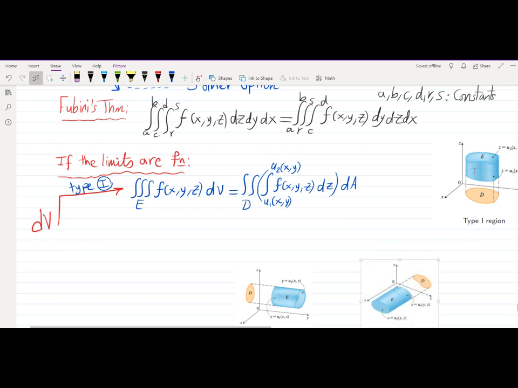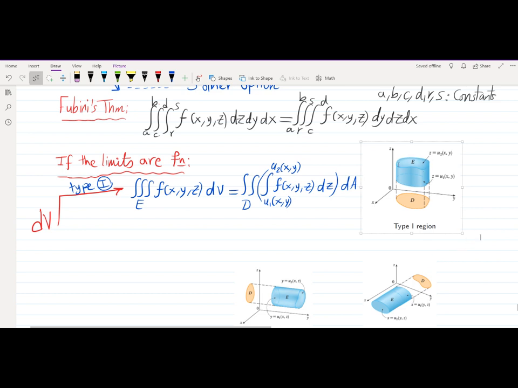And as you see in this corresponding figure, here we have the surface of the solid body, which is region E, from z equals u1 of x and y to z equals u2 of x and y, and the projection, which is region D, which we wrote here, is on the xy plane. So we have to write it in the integration: this is the projection on the xy plane. This is the first type of region. What about the second type of regions?